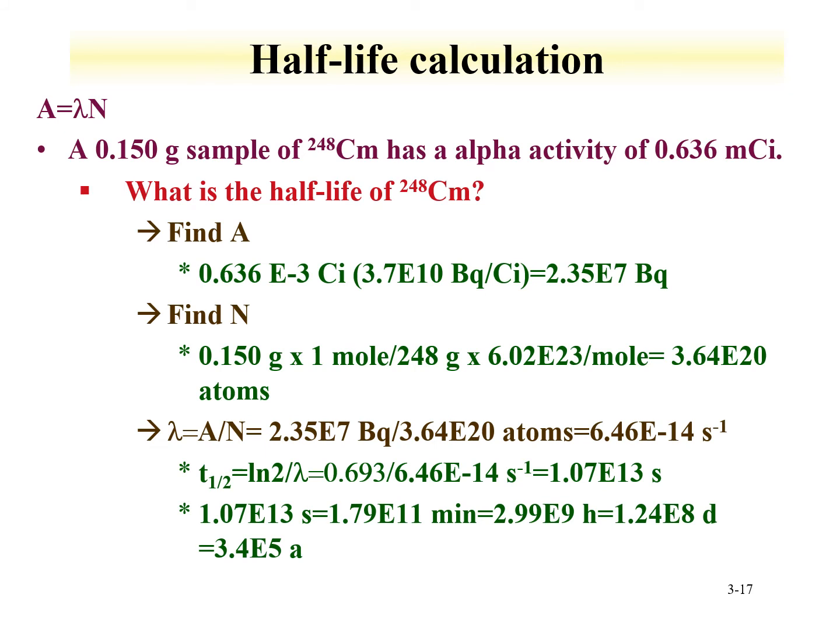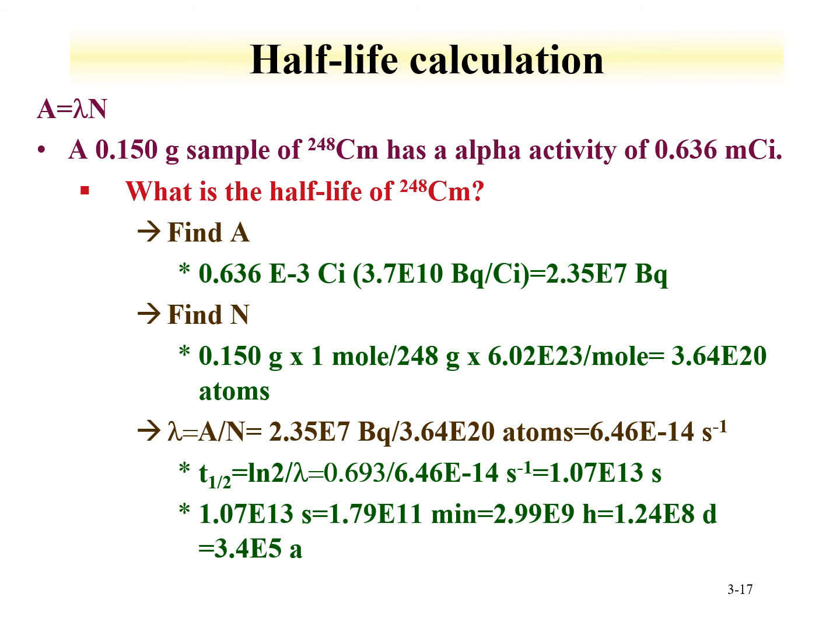The previous example showed calculating a short-lived isotope, something where you can look at change over a reasonable time. Well, let's take an example of something where the half-life is rather long. So we use activity equals lambda N, and the example is 150 milligrams, so 0.15 grams of curium-248, shown to have an alpha activity of 0.636 millicuries. So what's the half-life?